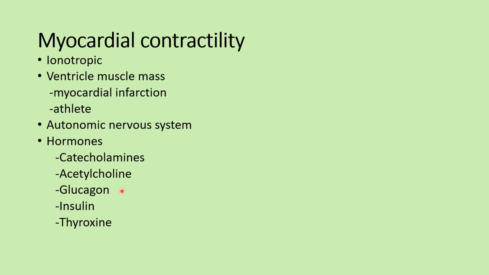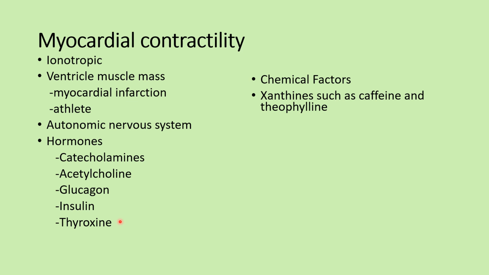Glucagon increases the myocardial contractility. Insulin also increases the myocardial contractility. Thyroxine increases the myocardial contractility by acting on the beta 1 receptors. So it increases the sensitivity of the beta 1 receptors to the catecholamine. This also increases the myosin ATPase activity in the cardiac muscle, which is also helpful for myocardial contractility.